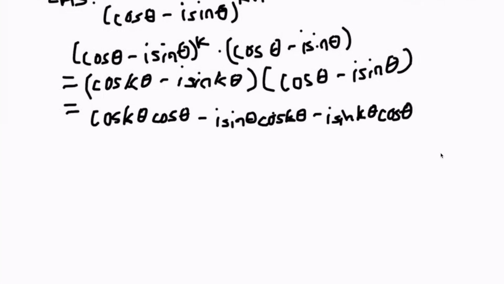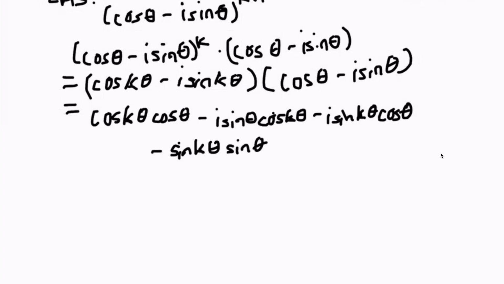And the last two terms are, well, negative times negative gives you a positive term, but i times i is obviously -1, right? Because i is the square root of -1. So the entire expression is going to be negative, and we're multiplying sine k theta with sine theta, so we get minus sine k theta times sine theta.